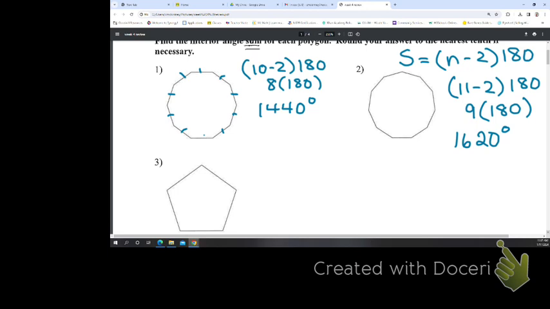And then maybe if we have only this many sides, we can just count without touching them. But here we have a pentagon. It has 5 sides. So 5 minus 2, so I have 3 times 180. 540 degrees. So far, everybody feel confident? We're good? Okay. Awesome.